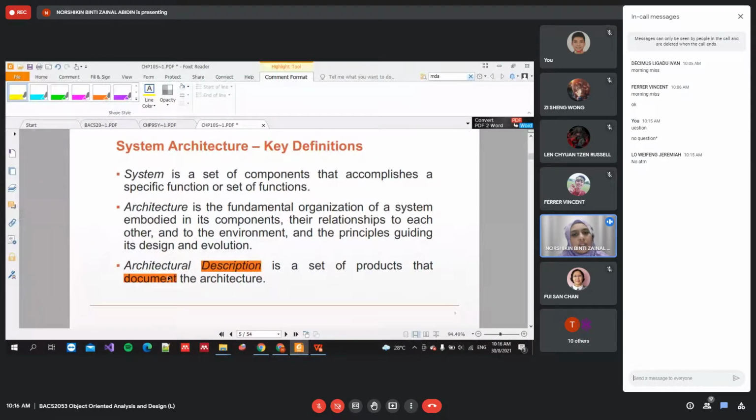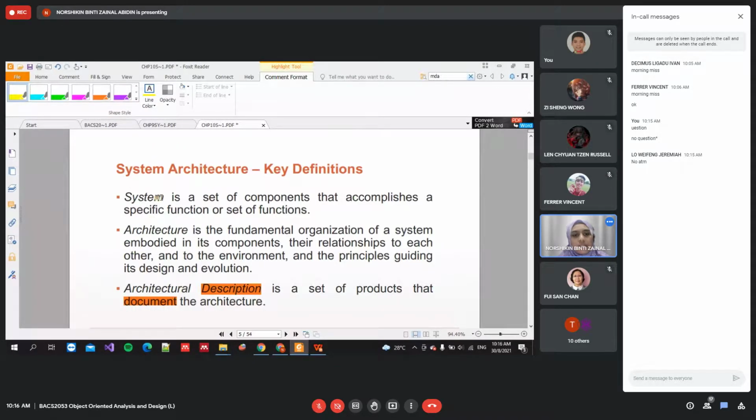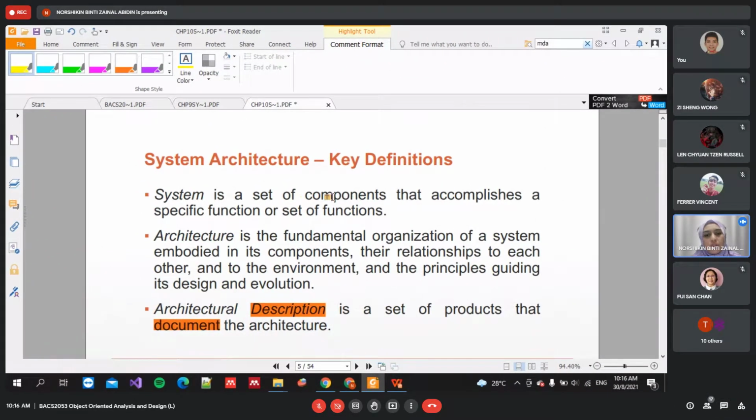Okay, here we are on the key definition of system architecture. So here, system. A system is a set of components that accomplish a specific function or set of functions. So what is a component? As you see here, a system is a set of components. That means components or subsystems, which you guys are already familiar with and know what a subsystem is. When we combine them, they will build a system. So components or subsystems have their own specific function that they need to perform in order to make a system.